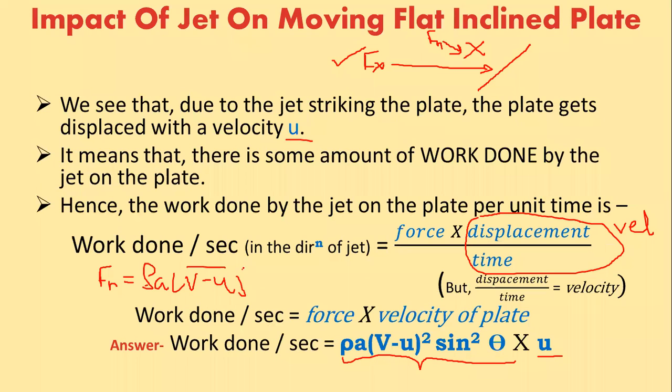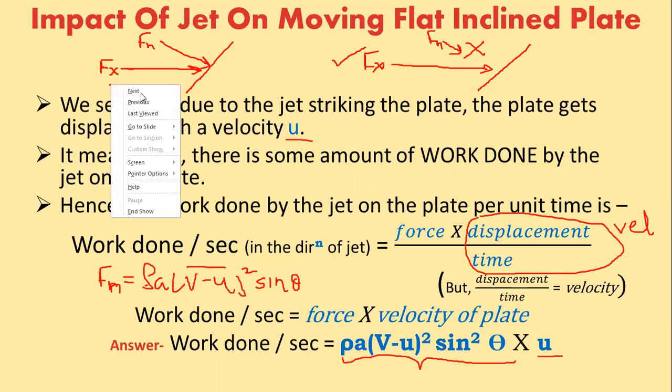Rho a into bracket v minus u whole bracket square sin theta. This formula is of the normal force. And how is the normal force acting? It is acting normally. But we have to find out the work done by the jet. For that, which direction do we have to consider? The direction of the jet. And what is the force in the direction of the jet? It is Fx.